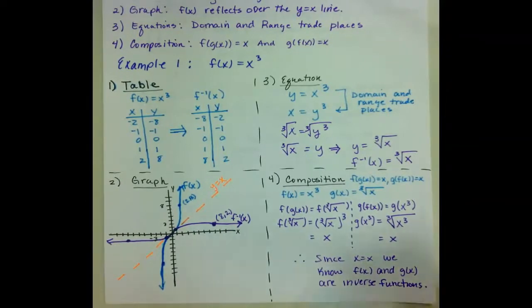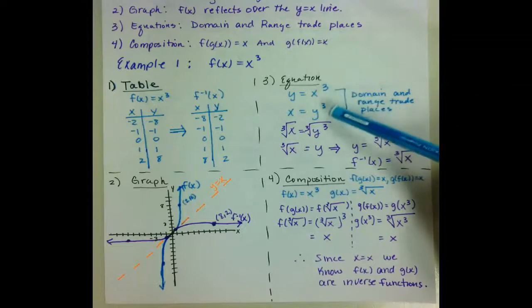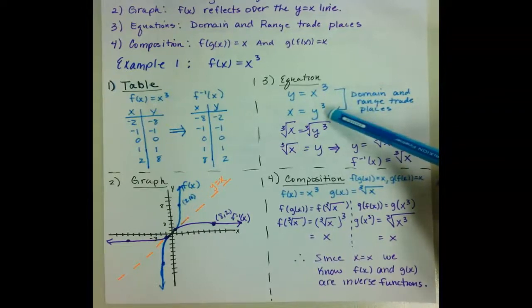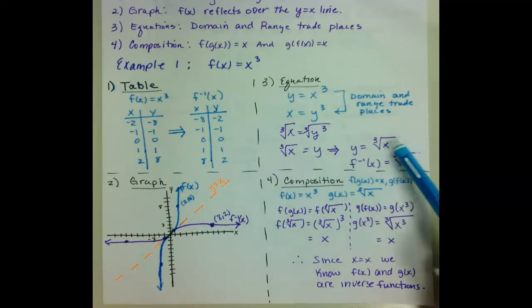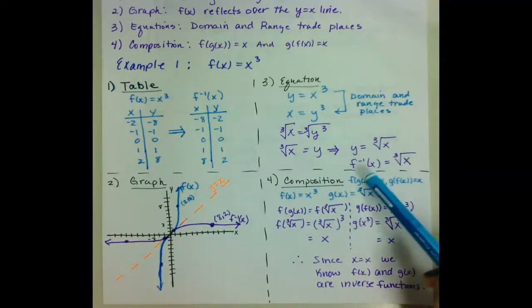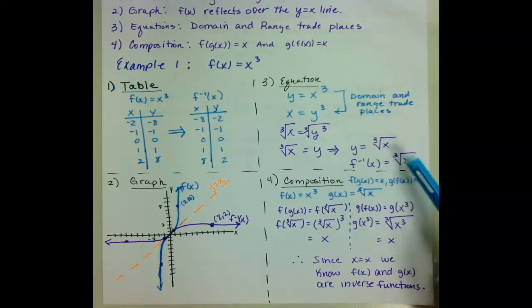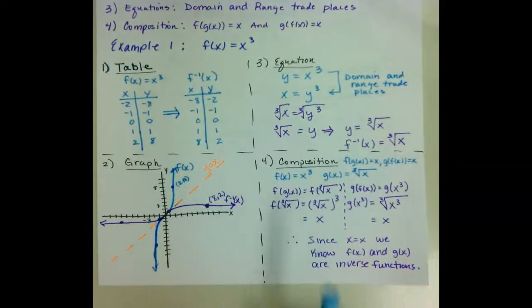If you're dealing with equations, you would take the equation, you would change the x and the y because we're trading the domain and range, and then we would solve again for y. And when we solve for y, we get the cube root function. So using our notation, f to the negative 1 of x equals the cube root of x, and those are inverse functions. And finally, composition.